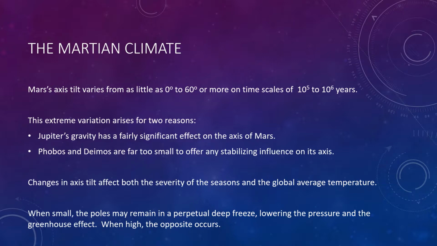When the axis is highly tilted, the summer pole becomes much warmer, allowing substantial amounts of water ice to sublimate, along with carbon dioxide, into the atmosphere. The pressure therefore increases and Mars becomes warmer due to the strengthened greenhouse effect, although probably not enough to allow for liquid water to become stable at the surface. Changes in axis tilt may therefore destroy existing glaciers and create new ones at different latitudes.